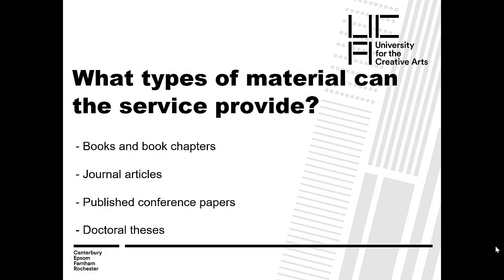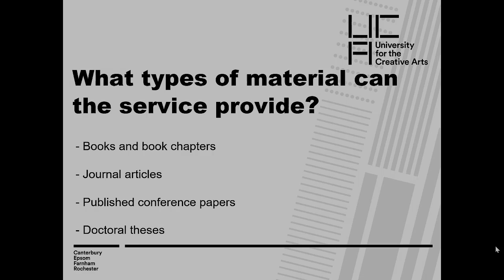What types of material can the service provide? So it can get hold of books and book chapters, journal articles, published conference papers, and doctoral theses. So generally, larger items like books and theses will arrive in a physical form, but shorter things like journal articles, or if it's just a chapter of a book that you require, they will be sent as a PDF.